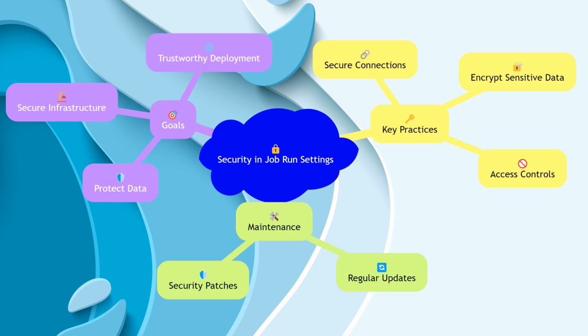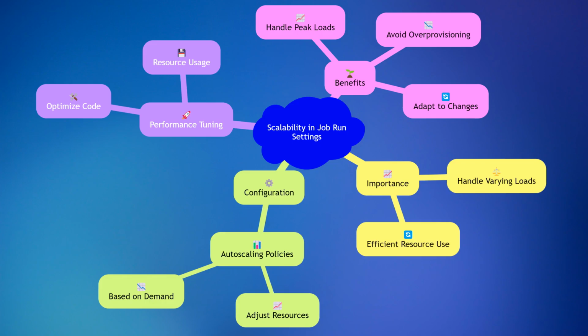Scalability is a crucial factor in job run settings, especially for models that need to handle varying loads. Configuring your script to scale efficiently involves setting up auto-scaling policies that adjust computational resources based on demand. This ensures that your model can handle peak loads without over-provisioning during low-demand periods. Performance tuning, such as optimizing code and resource usage, also plays a significant role in scalability. By focusing on scalability and performance, you ensure that your model can grow and adapt to changing requirements seamlessly.